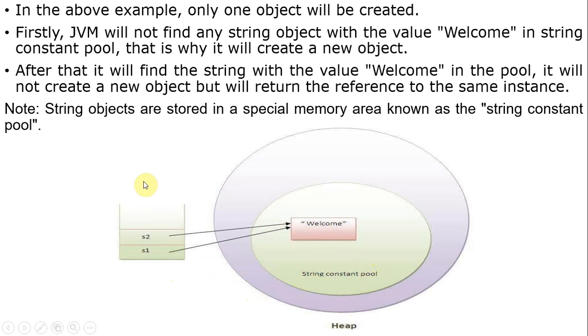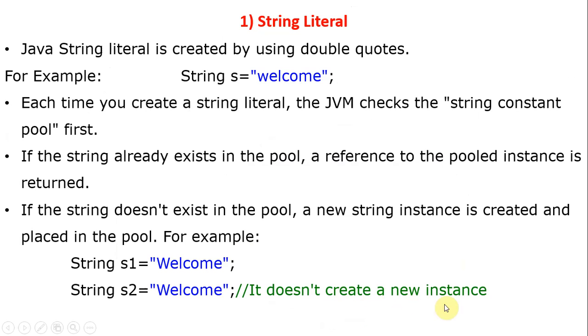If it is there now, and s2 also wants to create the same literal, then the JVM links these, which means it makes the reference from s2 to welcome. So it is not creating a new text welcome more than one time. Like that it doesn't create a new instance, it just refers to it. So with the same s1, it will be referenced by s2 also.